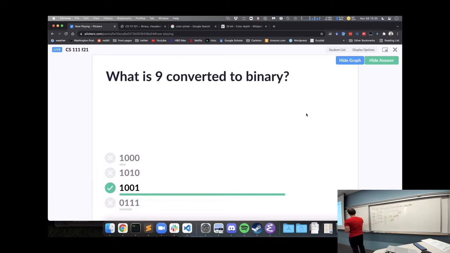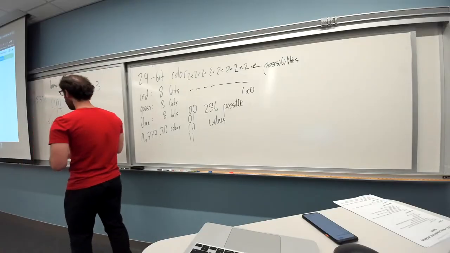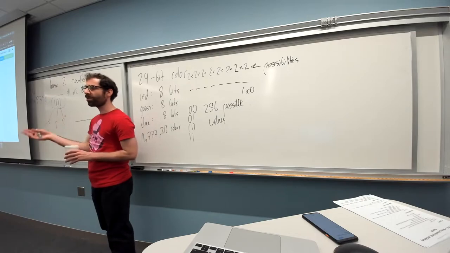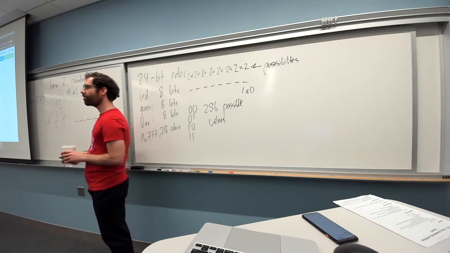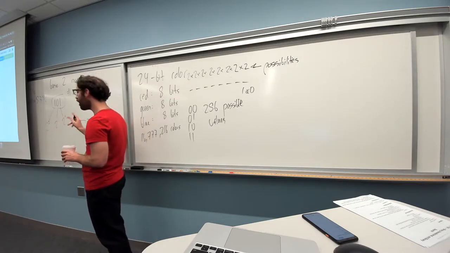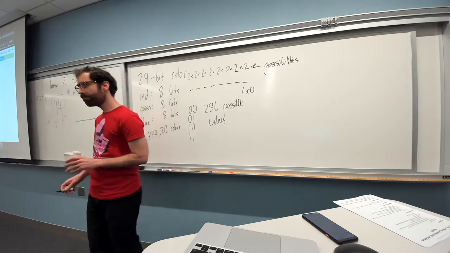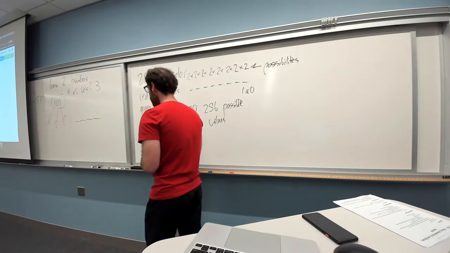If we have our 4 bits, someone tell me what each bit is worth, or how we figure out what number it gives us. Gabby? You have 4 bit spots.